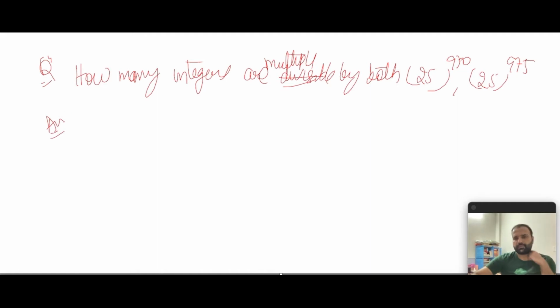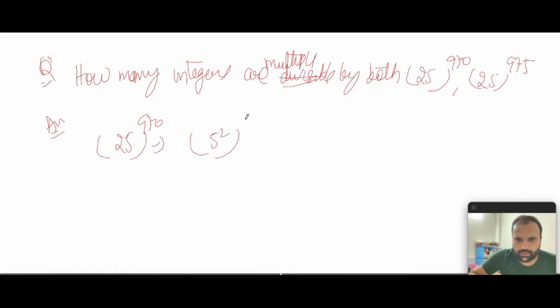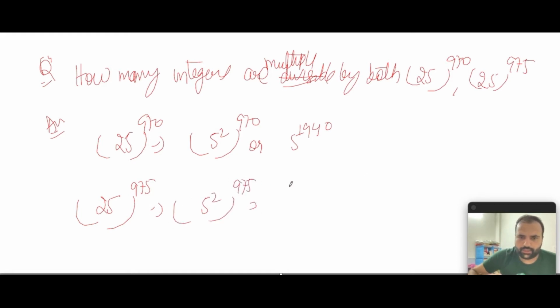Let's think of it. It won't take that long. You can just follow the same concept. 25 to the power 970, in terms of prime factors, we can write as 5 square into 970, so 5 to the power 1940. Similarly, we can write 25 to the power 975 as 5 square to the power 975, so 5 to the power 1950.